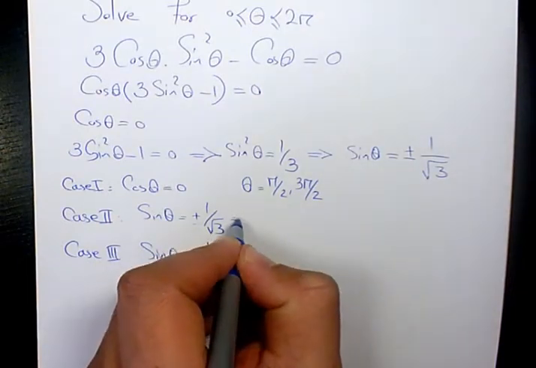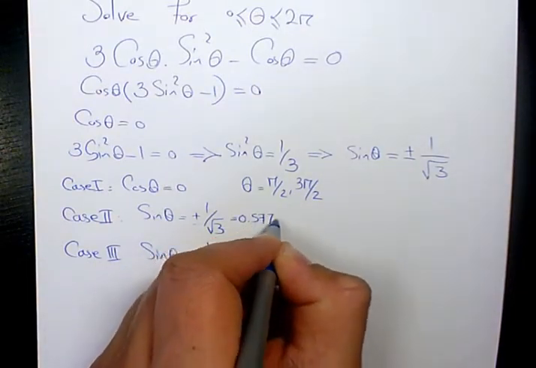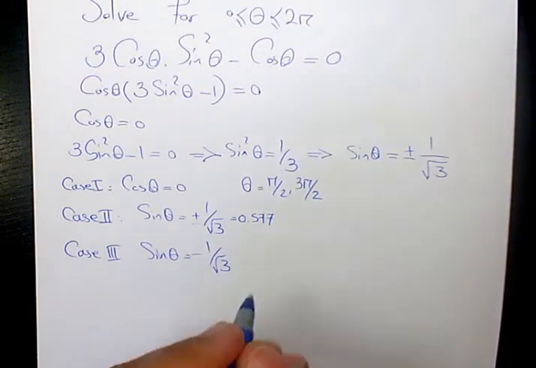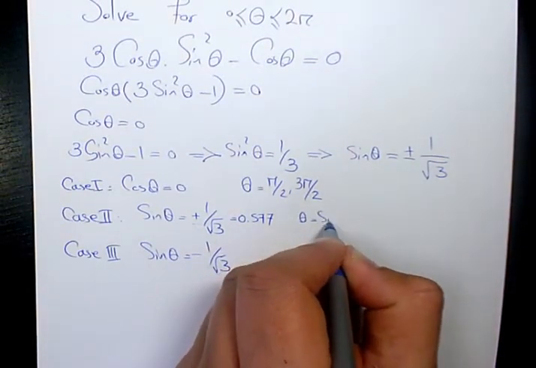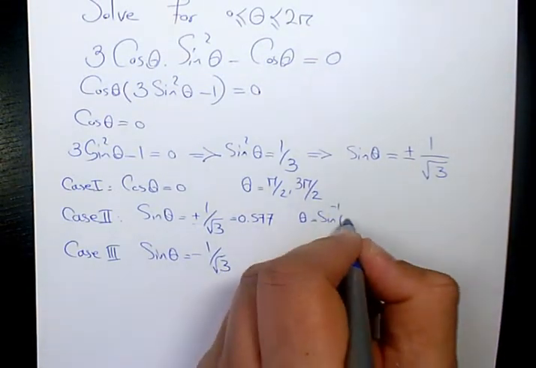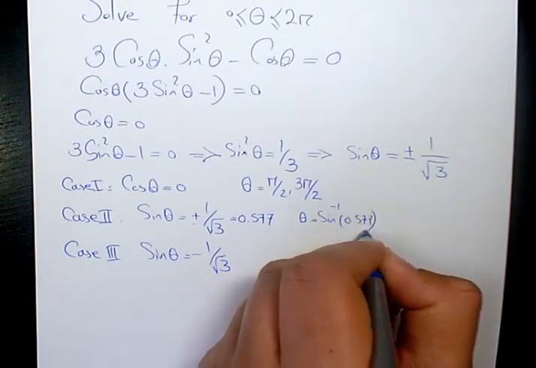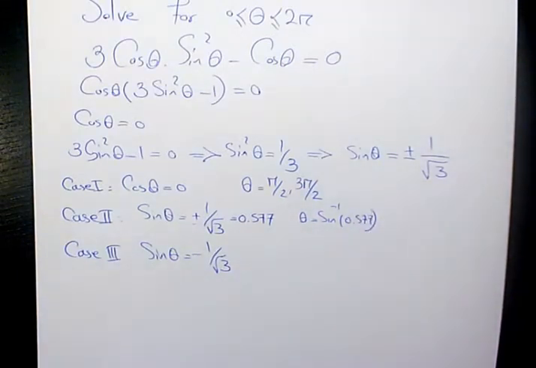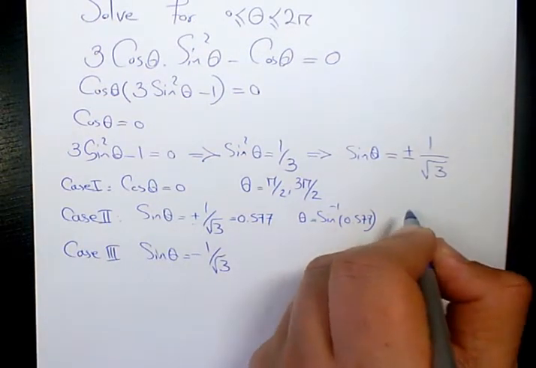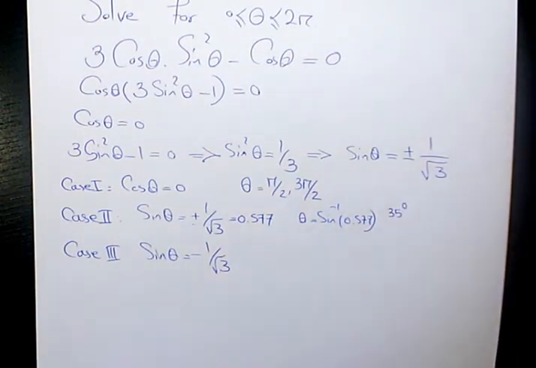Now, case 2. First of all, I need to find out what is 1 over root 3. That will be 0.577. And then I need to find out the inverse of sine 0.577. That makes it around 35 degrees.